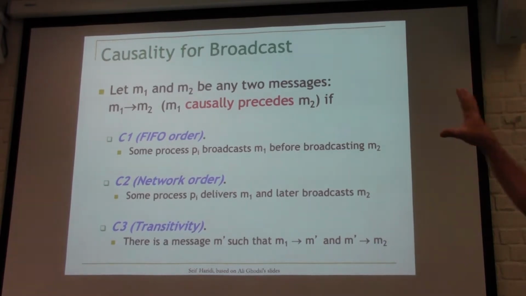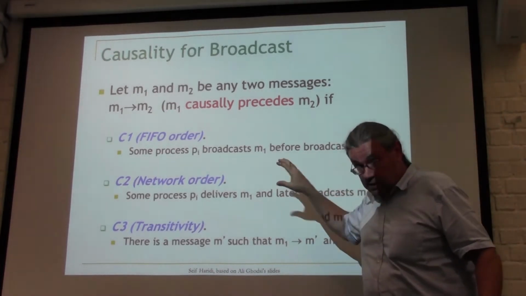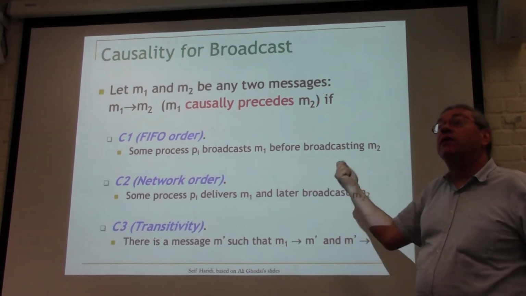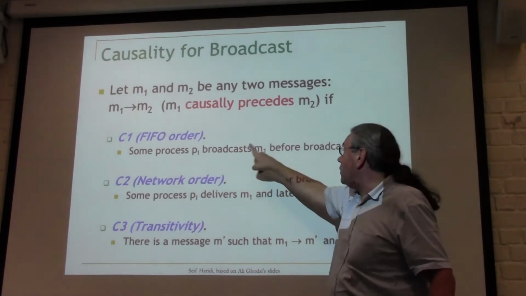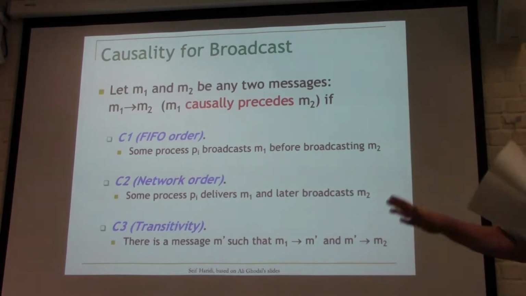It's very similar to what we saw with Lamport's definition of causality. It's just that it's a little bit specialized on broadcast here. Here I'm looking at broadcasts, and not just any old events, just the broadcasts.